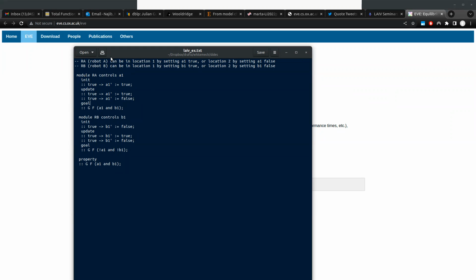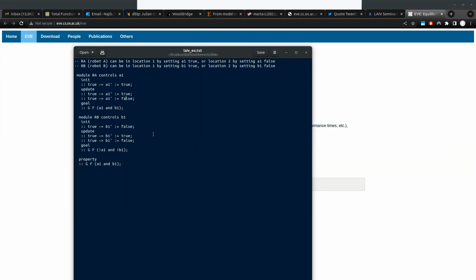For instance, previously we had robot A and robot B. Robot A can be represented by this module that controls A1. A1 being true means that A is at location 1. So at the beginning, we have A1 true, so robot A starts from location 1. And then A can either stay at 1 or move to location 2 by changing the value to false. And it's the same with robot B.